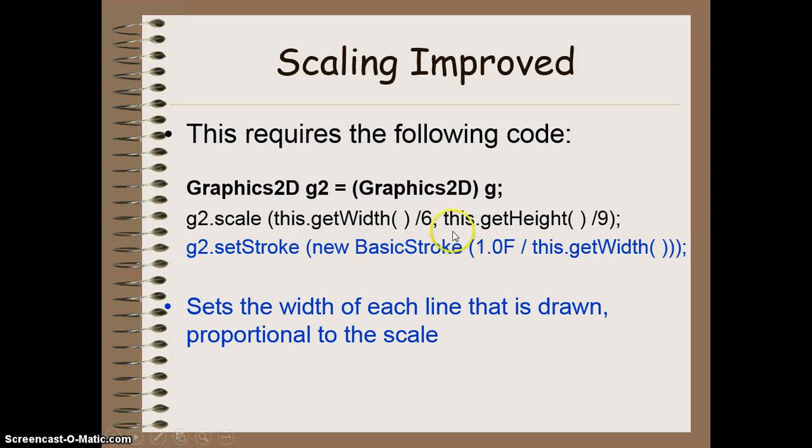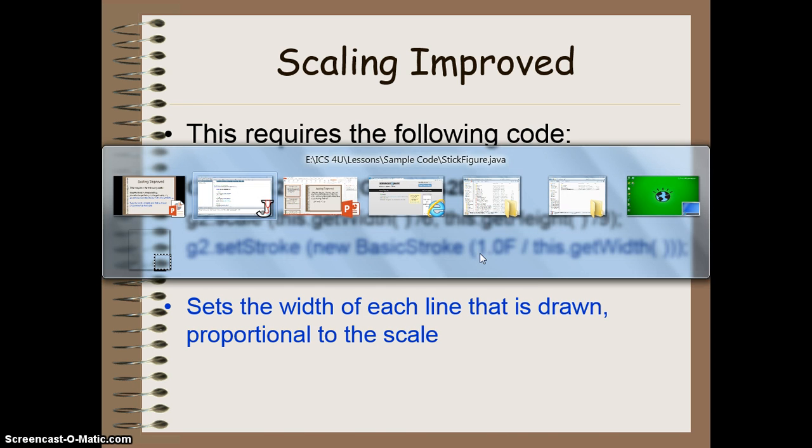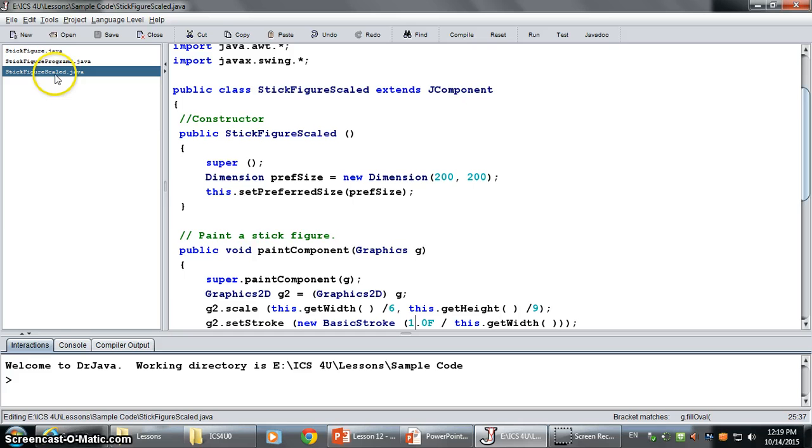So I create a BasicStroke object, which requires a float as its value, so it's going to be 1 divided by the width of the component. So therefore, when I draw a line, it's going to be 1 pixel wide. I could make this number much bigger, which would provide me with a larger or thicker line when I draw all my details. So if I were to do that, it's going to result in something that looks something like this.